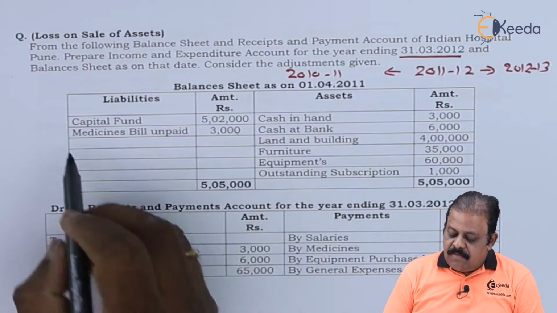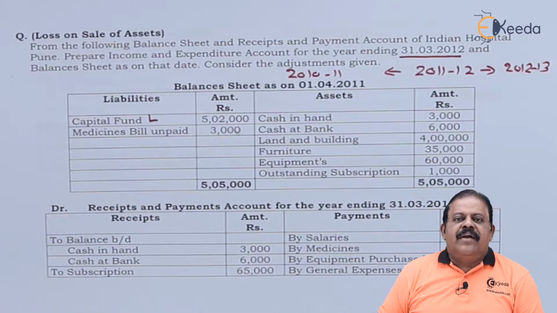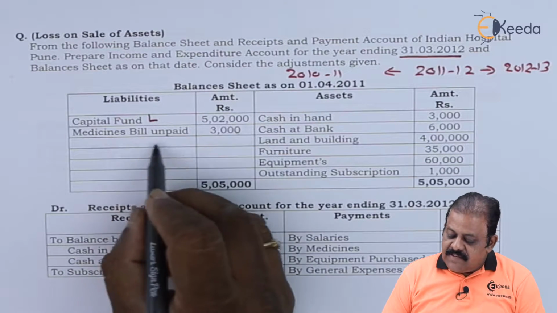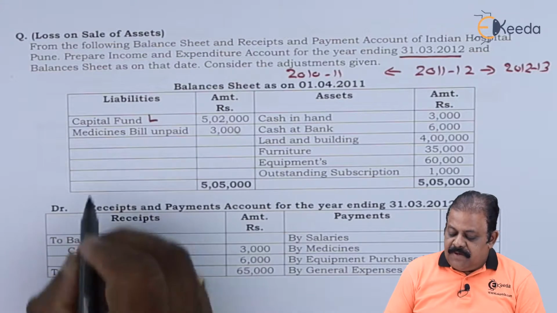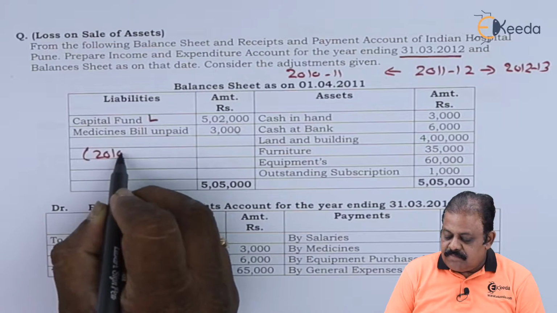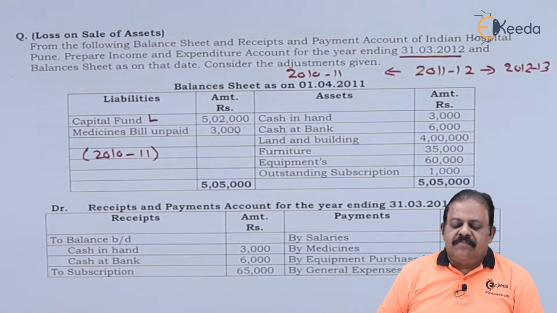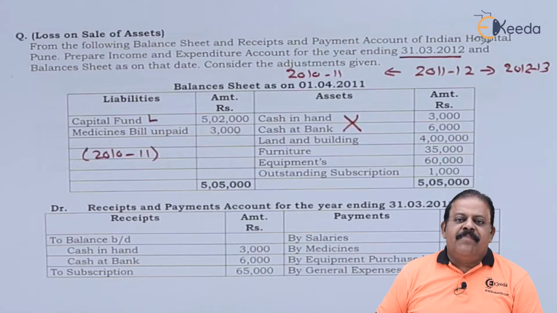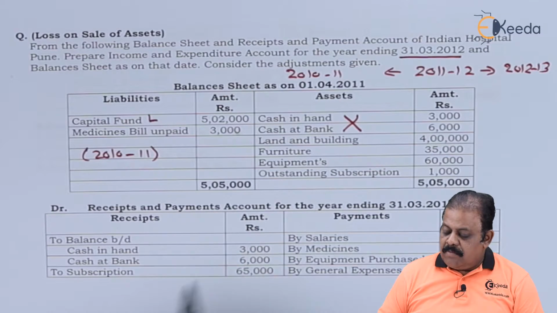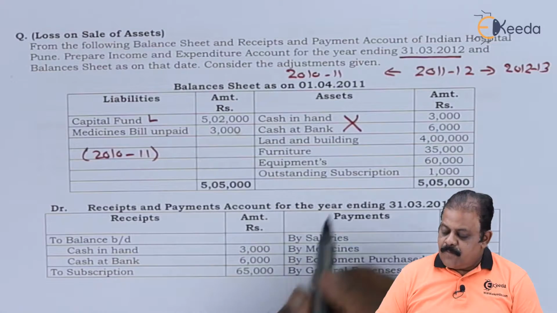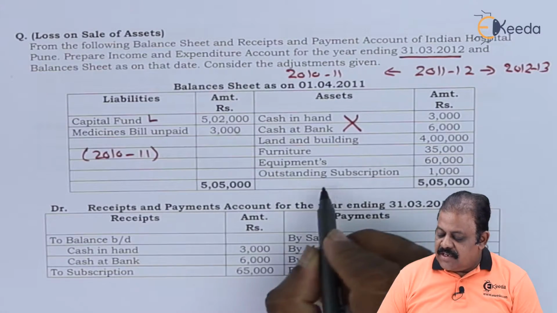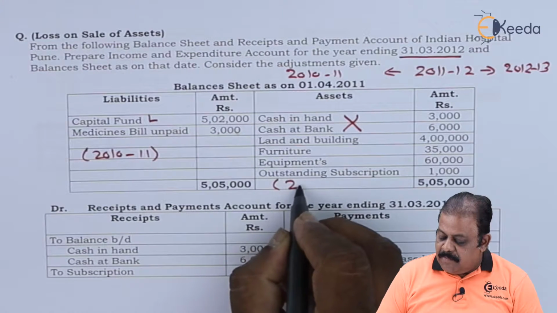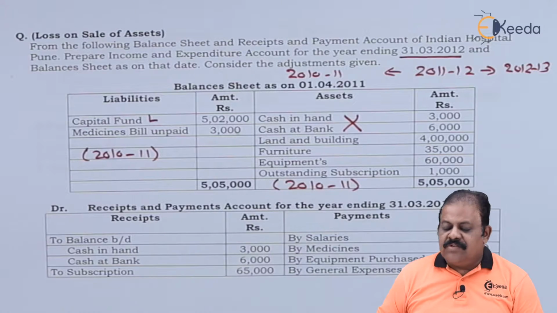Opening balance sheet is given. Capital fund will be recorded on liability side as opening balance of capital fund. Medicine bills unpaid, that is of previous year 2010-11. On asset side we have cash in hand, cash at bank. These are the opening balances of cash and bank. This will not be recorded anywhere in accounts. Land and building, furniture, equipment, outstanding subscription. This is subscription receivable of previous year 2010-11.